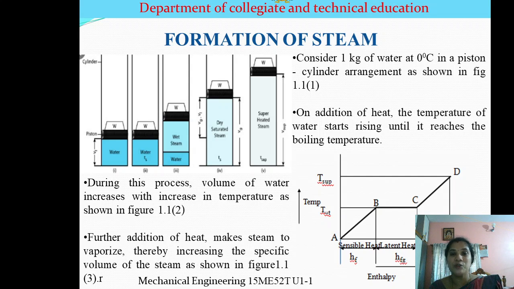Now we understood the definition of steam. Then how are we going to obtain the steam? I told you that we are going to obtain the steam by boiling it at constant pressure. That is not sufficient. So now let us try to understand what are the various processes that are involved in the formation of the steam.